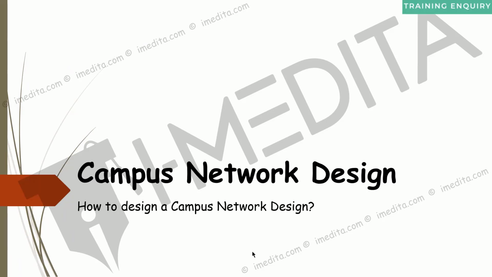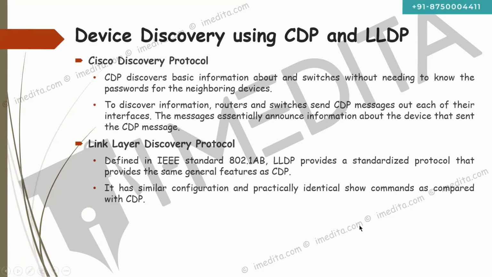Right. So CDP, Cisco Discovery Protocol, and LLDP, Link Layer Discovery Protocol, these are two protocols that we can use for device discovery purpose, or more like network discovery purpose. We can have, for example, a set of Cisco devices, routers, switches, and other devices as well in our campus area network. And we might want to discover those devices.